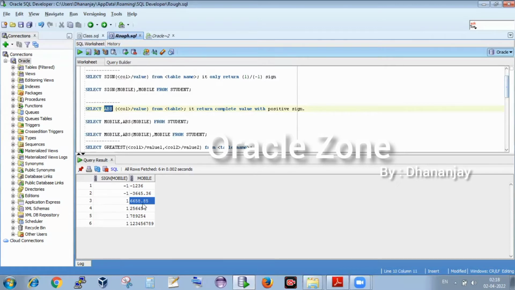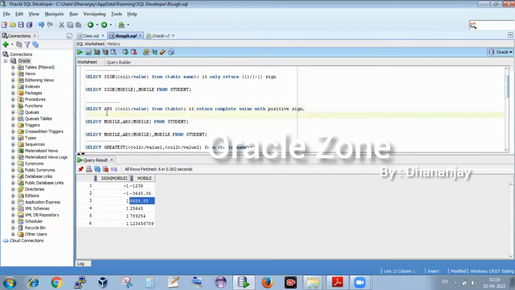Okay, because the decimal is there, 0.85. Okay, so either it should be 6658 or 6659. It should be a complete integer value. Okay, and one more thing, this absolute always returns positive values.